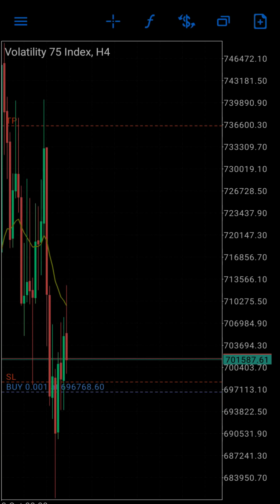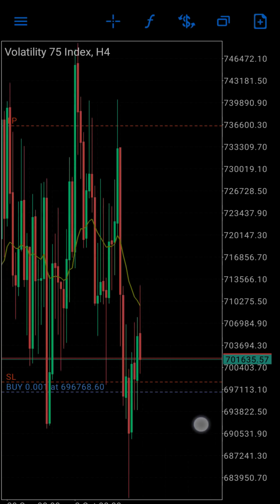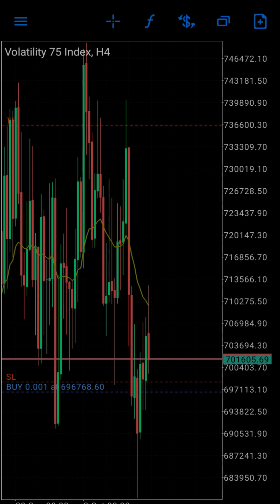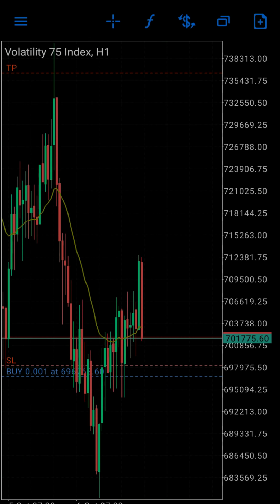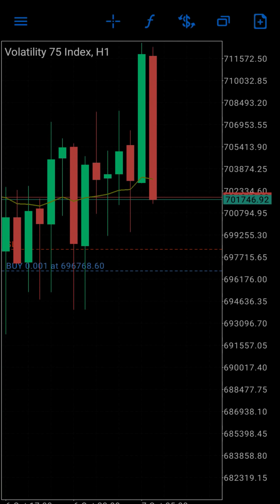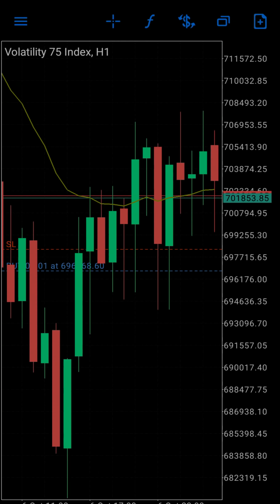But trade management is very important. The stop loss is at break even, so this is a risk-free trade. Even if price was to go back, it's not going to take money. It's just going to stop us at 0.0. So that's another thing that you actually have to practice.